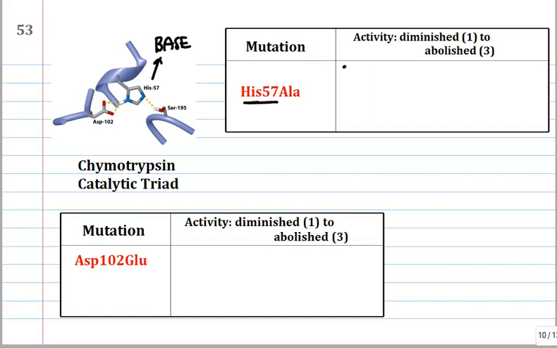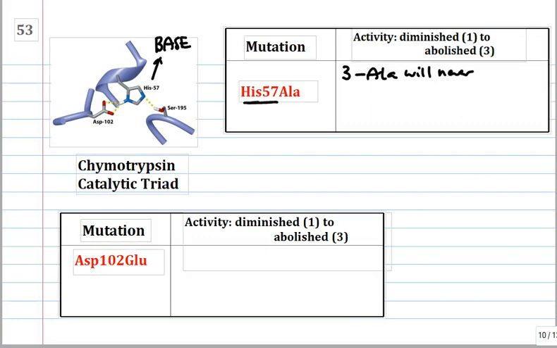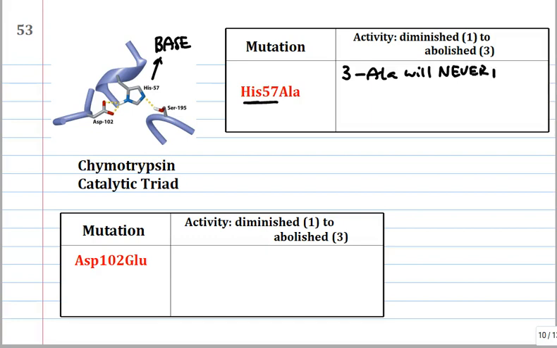Clearly this enzyme is dead. Okay, the side chain of alanine will never, hey, let's make that bold, or all caps, play the role of a base, which is the role histidine 57 is playing. So you want to kill this enzyme?